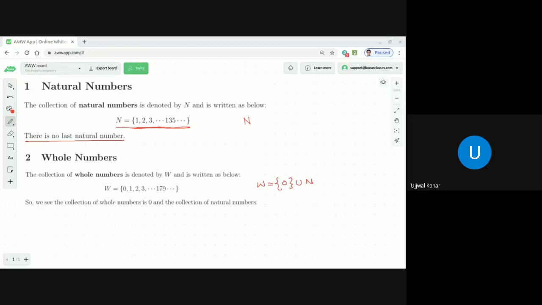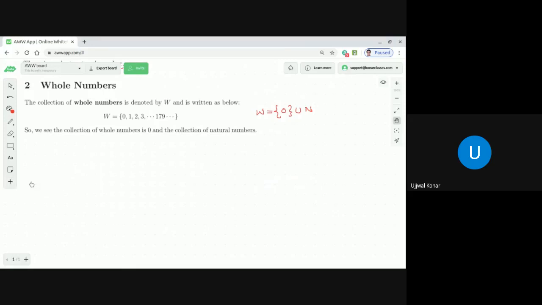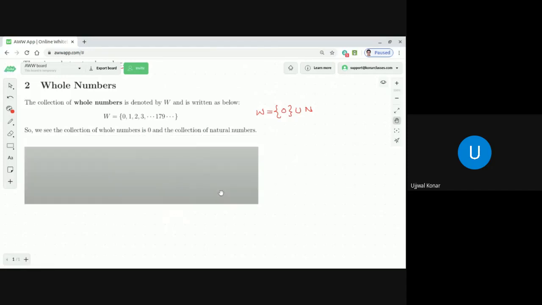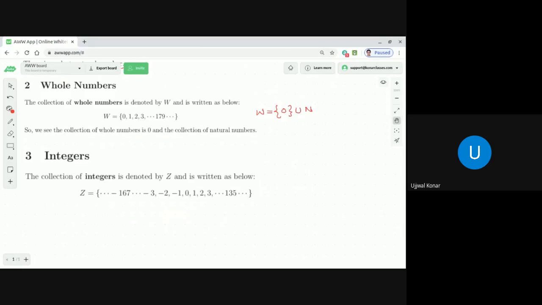And after that, it comes with integers. What is an integer? So let's define this first. As you see, dear students, the collection of integers is denoted by Z and is written as, it starts from minus infinity and goes to plus infinity in such a manner. The middle number is 0, and it is incremented by 1.